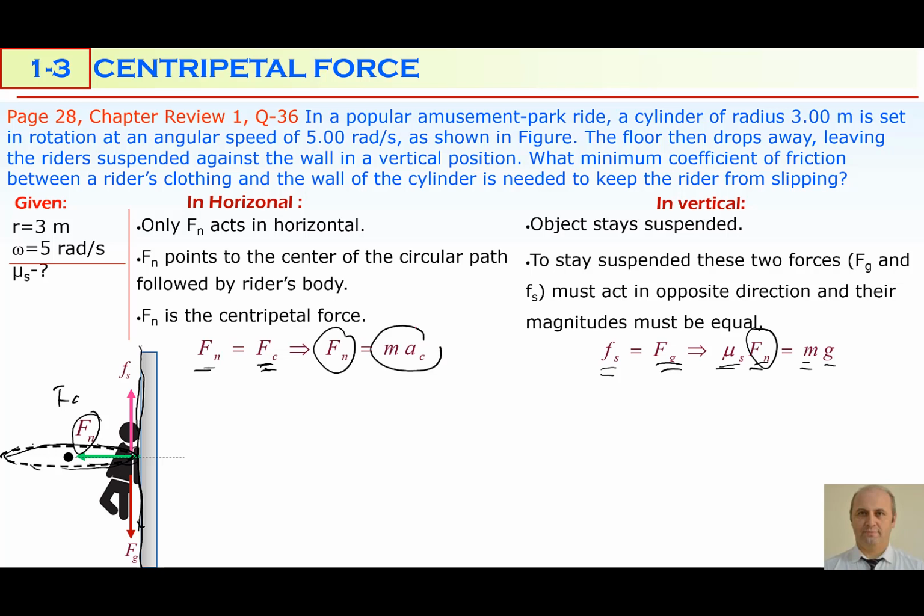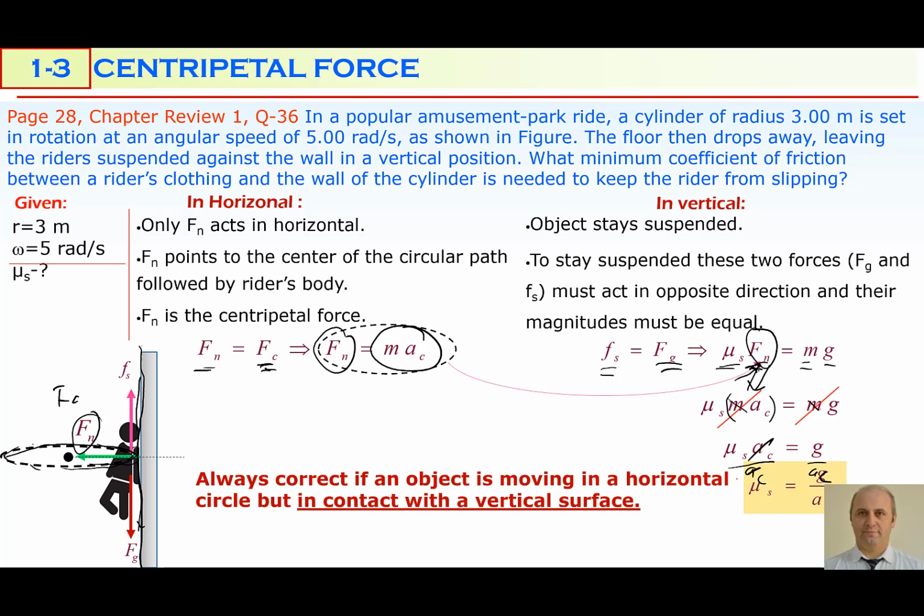The equivalent of Fn is mass times AC. I will insert this mass times AC into this equation. So I will write the equation μs times m times AC, which is equivalent of Fn, is equal to m times G. These two m will simplify again. We will get the equation μs times AC is equal to G. After that, divide by AC, because you are going to calculate μs. So you will get μs as G divided by AC. G divided by AC is the equation for calculating μs.